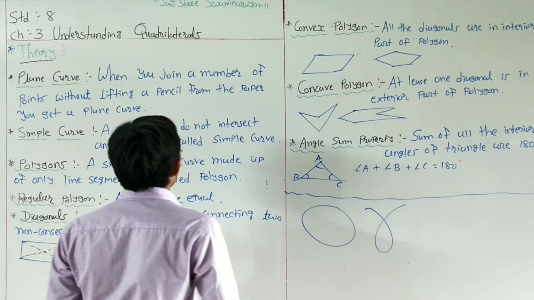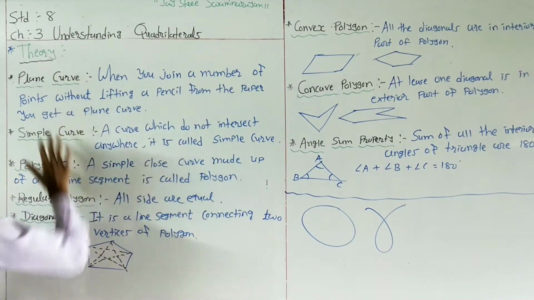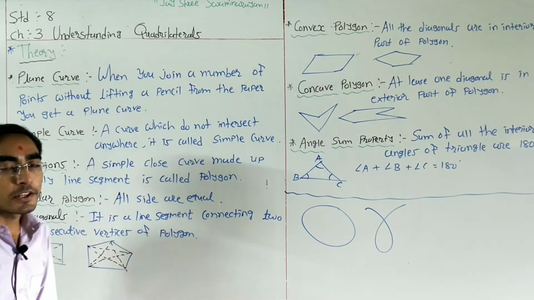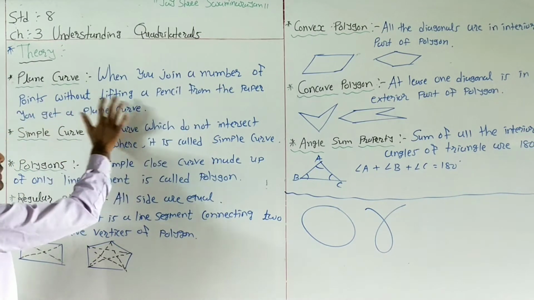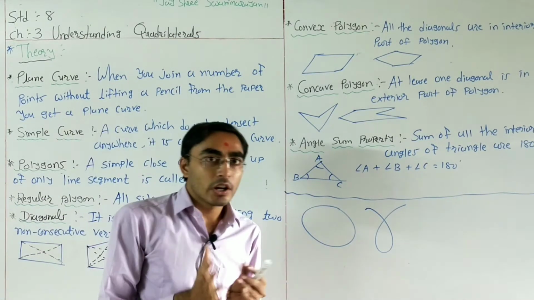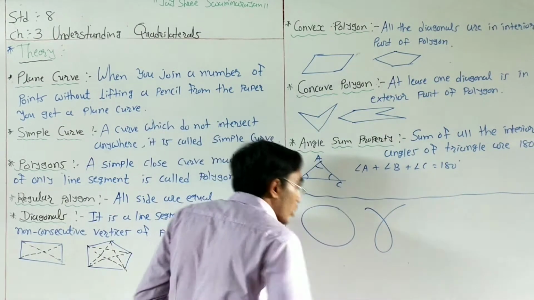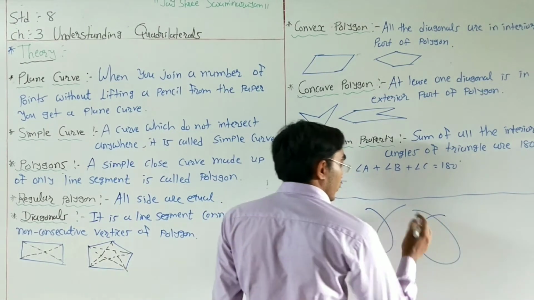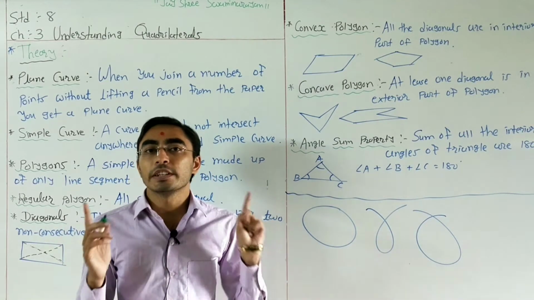Here I have written one definition. When you join a number of points without lifting a pencil from the paper, you get a plane curve. That means a curve which is drawn on one plane is called a plane curve. This board is one plane. If I draw one curve on the board, this is a plane curve. I draw this curve on the plane without lifting the pen.